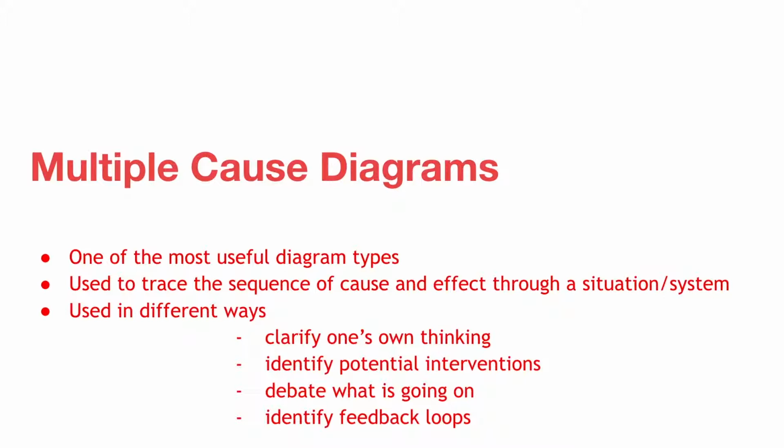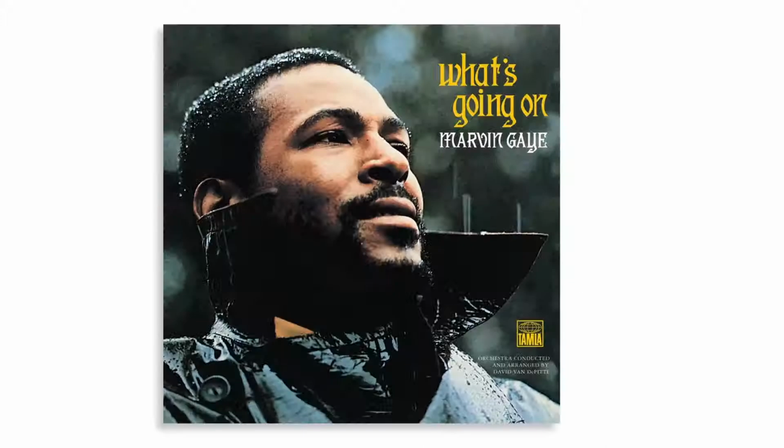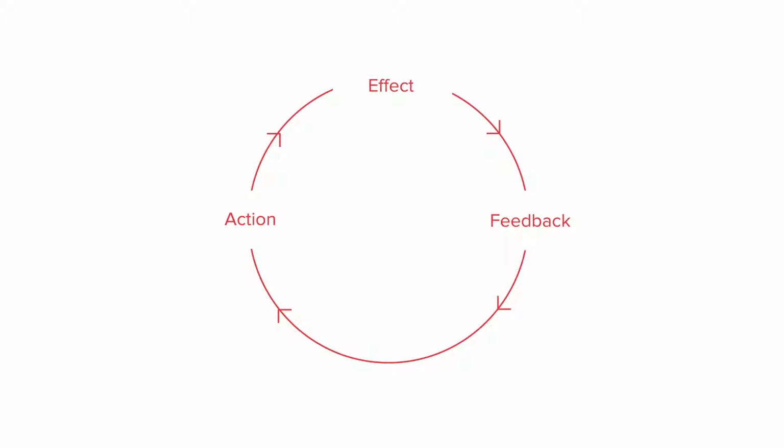It's called multiple cause diagrams, and it's one of the most useful diagram tools in systems thinking. It has 4 real benefits. It's used to trace the sequence of cause and effect through a situation or a system, and it's used in different ways. It helps you to clarify your thinking, bring things into sharper focus, identify potential interventions, generate a debate about what's going on, and also it helps you to develop feedback loops. So how do you do a multiple cause diagram, or what does it look like?